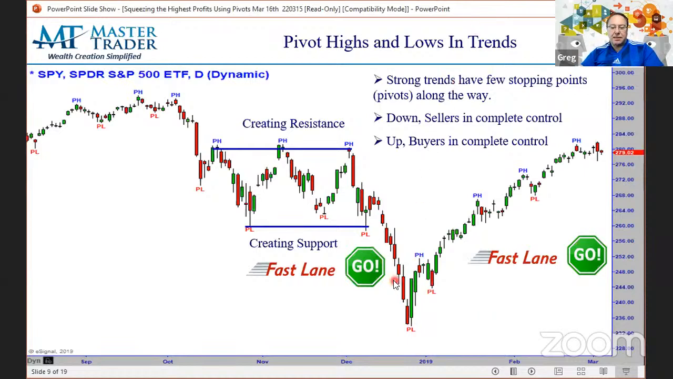John's asking me, where would I look to enter on something like that? Well, this is where you're assuming it's going to go down, but will it hold this or not? That's the unknown. So I wouldn't put my stop above that high. It's too tight. But this is a continuation pattern.